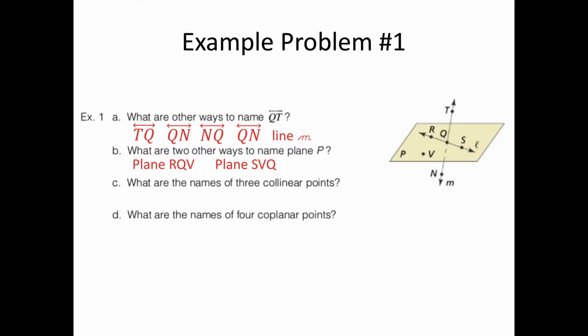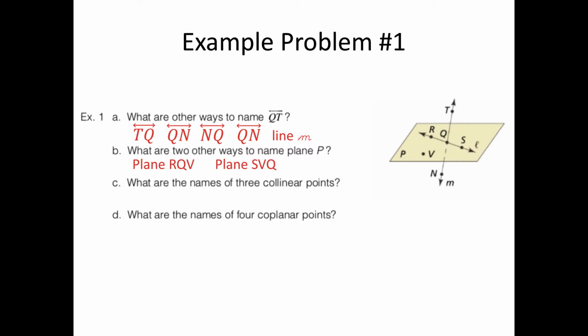But I couldn't choose RQS because those are on a line. And not only that plane, but any plane that goes through that line would work. So I have to pick 3 non-collinear points for my plane, and those are the examples.